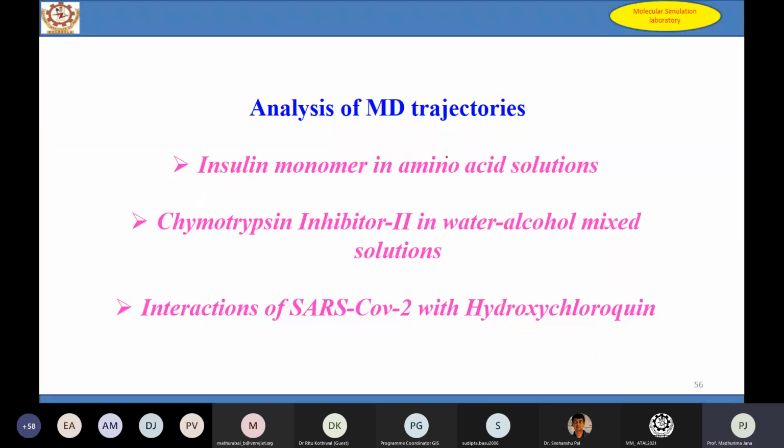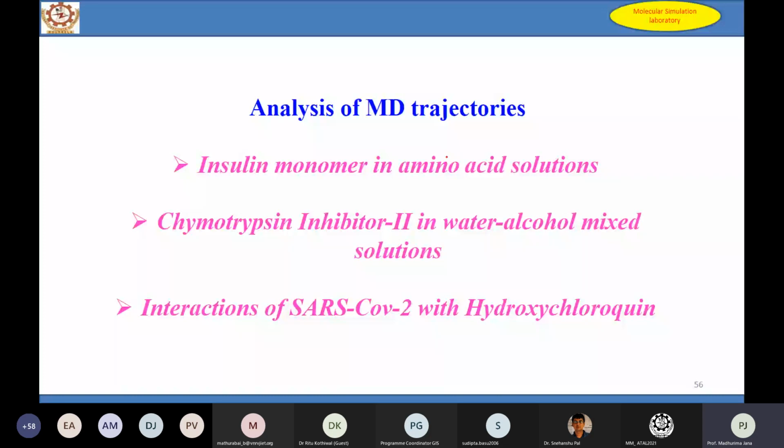Okay, so for the analysis of MD trajectories, I will just show some of the properties which can be calculated using your own programs. Mostly we need to write the codes ourselves, except for some which are already available within the packages. But if you want to go for rigorous calculation, we have to develop our own codes. I will just show these very quickly as I have only 10 minutes of time.